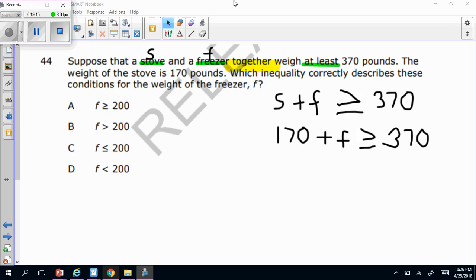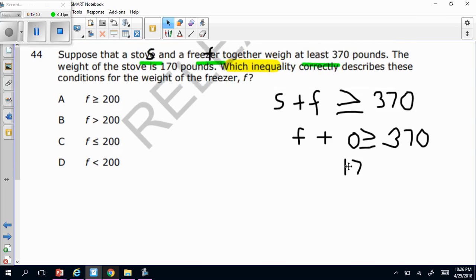Remember when I talked about in class, it doesn't matter what order it is in addition, it matters when it's subtraction. So if you're wondering, well, what do I do with this 170? There's no sign with it. You can also switch this around because it would mean the same thing. F plus 170 is still going to be greater than or equal to 370. That's still the same. So look how it's represented here. It could be easier for you if this would make more sense.